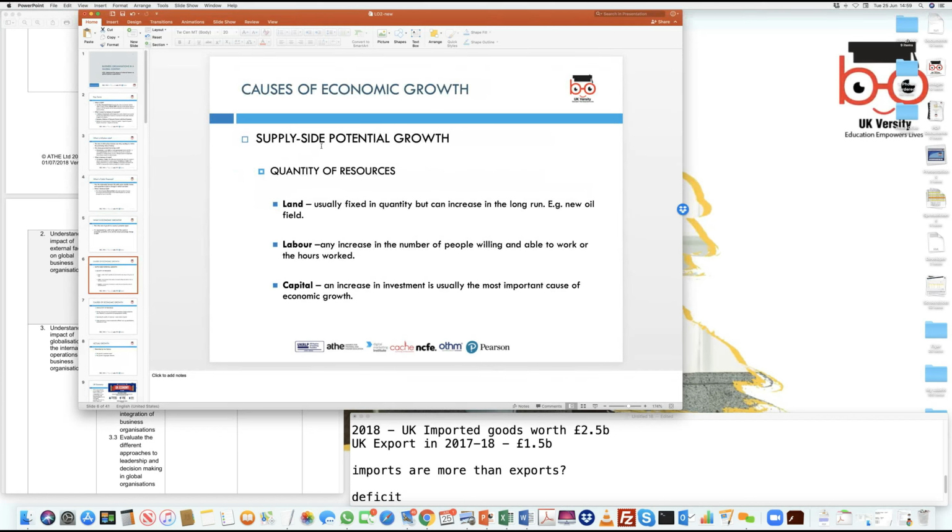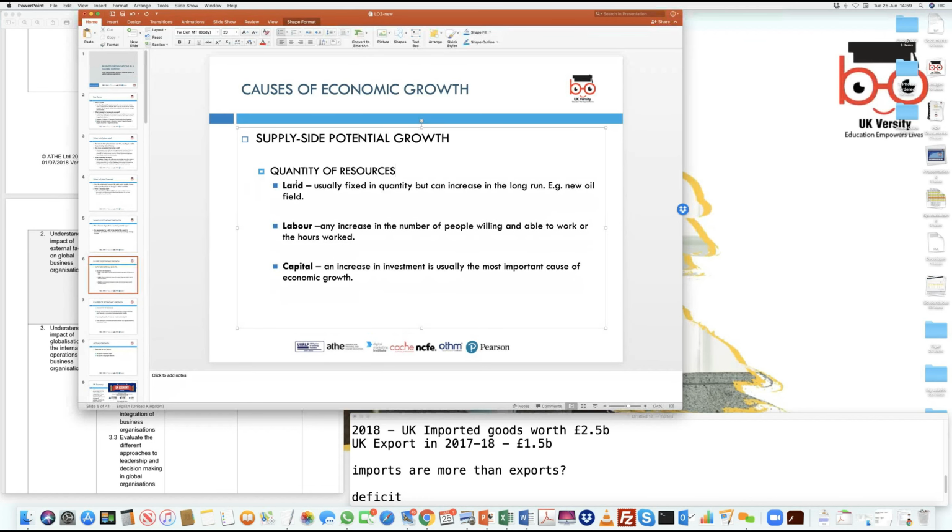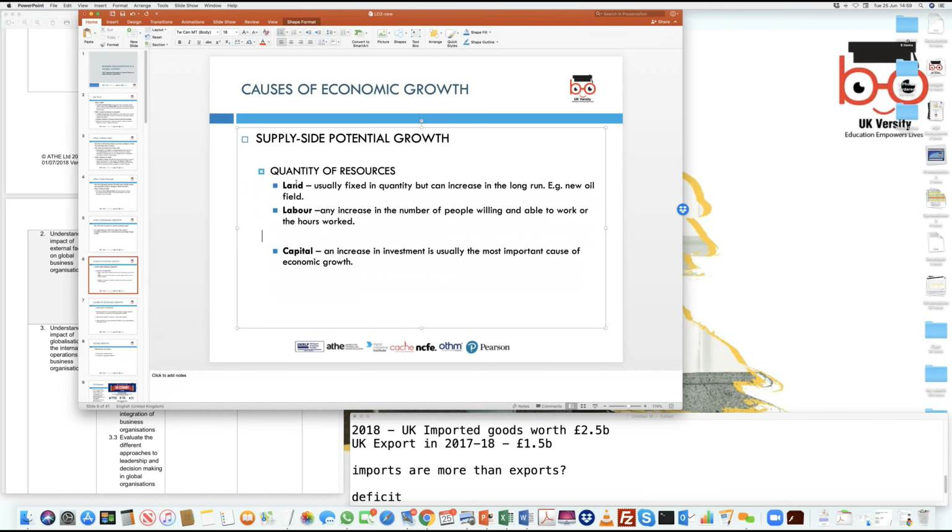Now, what are the causes, or the reasons why we see growth in an economy? Why do you think some countries are growing? When you look at Indonesia, India, China, they are growing at 6-7% every year. But countries like Germany, UK, US are growing at 2-3%. Why do you think there's a difference in growth between countries in the Far East and the developed world? Why is faster growth happening in some countries?